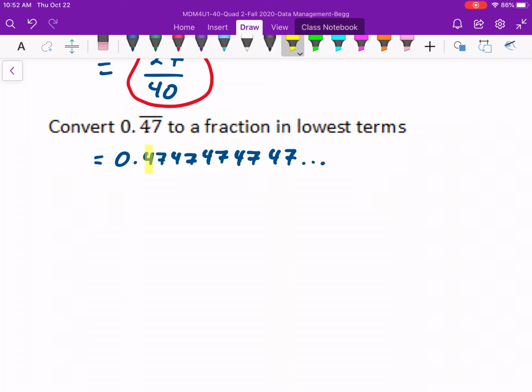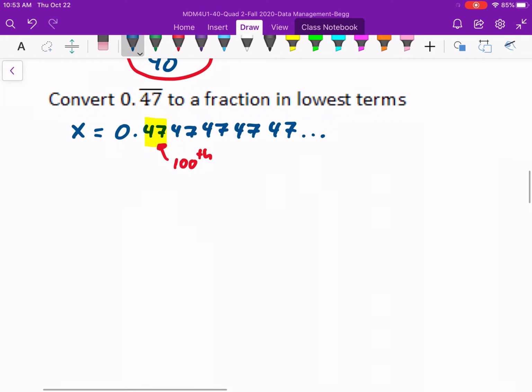So again, obviously there's the 2 digits repeating, and the last digit of the repeating numbers, the 7, is in the hundredths place. It's the second decimal place, right? So let's let this equal x. So x is going to equal this number. I can multiply both sides of this equation by 100, because that's, again, where my last decimal of my repeating number lies. So I multiply by 100, I get 100x, and then of course I've got 47.47, and it's still repeating over and over.